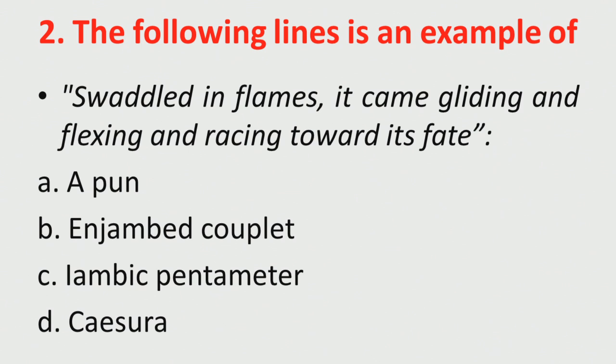Next question. The following line is an example of: sodden in flames, it came gliding and flexing and racing towards its fate. This is an example of which literary device? Pun, heroic couplet, iambic pentameter, caesura.